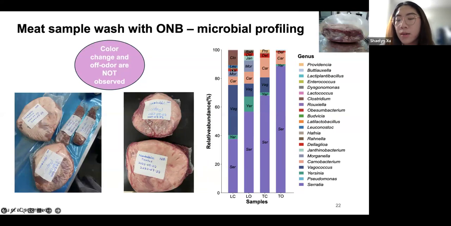Another thing I want to highlight is that the Clostridium species has been fully eliminated or is below detection after the ozone treatment. We hypothesized that when the ozone nanobubbles come in contact with the meat samples, the ozone depletes into oxygen, and the presence of the increased level of oxygen might inhibit the growth of Clostridium. That's why it is not present in our treated samples.